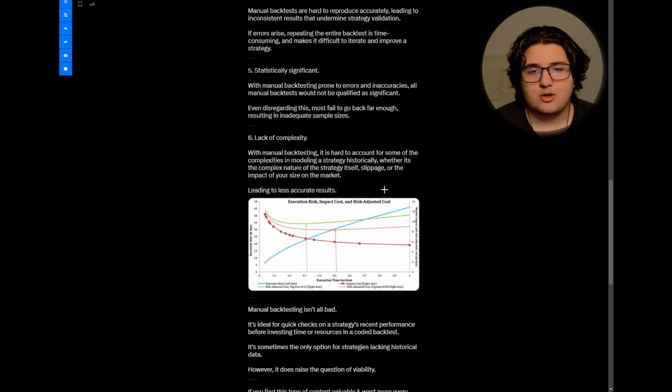I've never seen someone pull off walk forward optimization with manual backtesting. I don't think it's feasible for most traders, and I wouldn't ever incentivize doing it. The amount of time you're putting into that is a huge opportunity cost, and the inaccuracies are going to be very prone when you're doing something that complex manually. All these things lead back to having some sort of platform or code, something reproducible, to be able to do a backtest correctly.